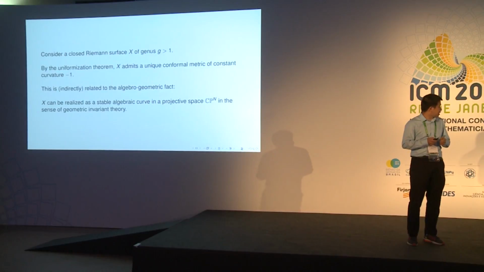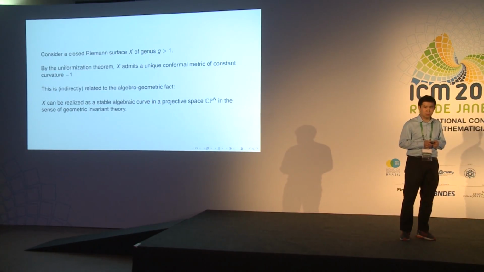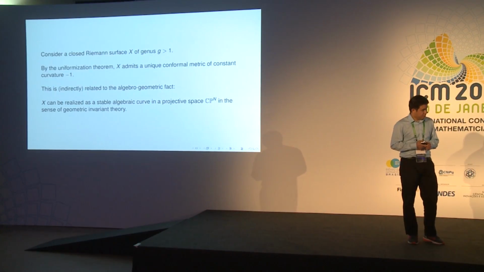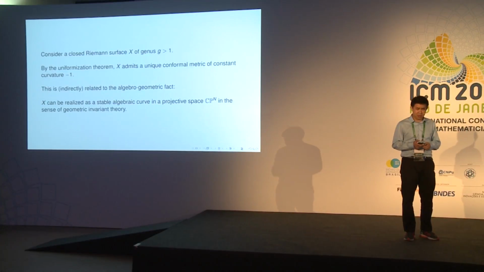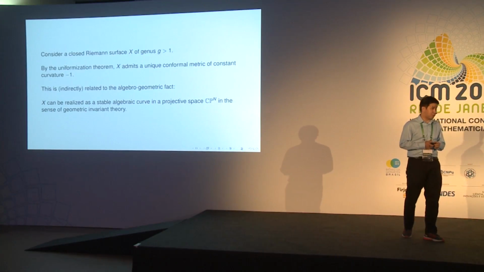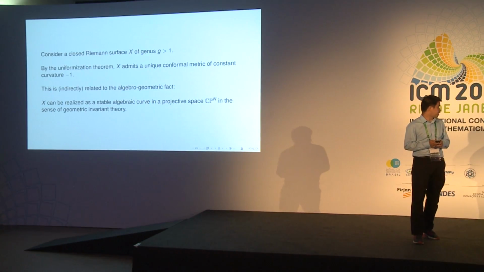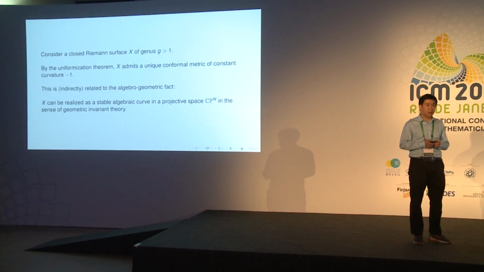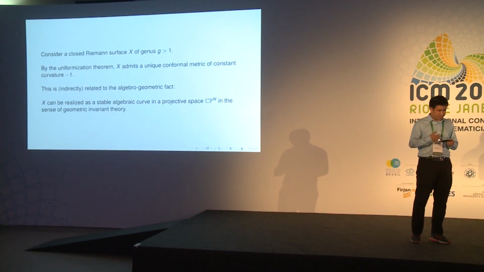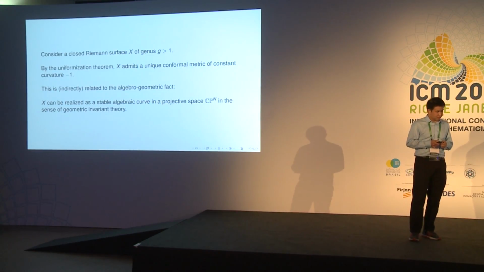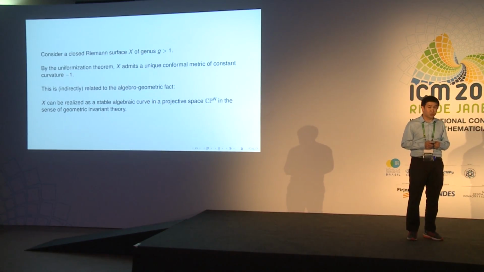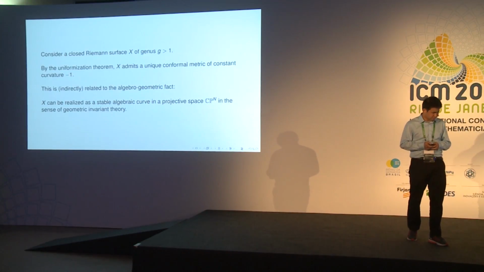This is also related to an algebraic geometric fact. It's not directly related, but the point is that any compact Riemann surface is an algebraic curve, and more interestingly, it can be realized as a stable algebraic curve in some projective space, in the sense of geometric invariant theory. We will not explain this stability notion, but later, when we go to higher dimensions, there's a similar, more general, related notion of stability that we will explain.